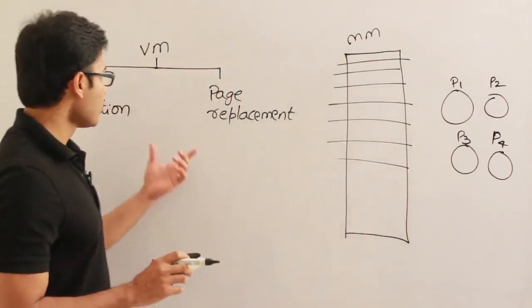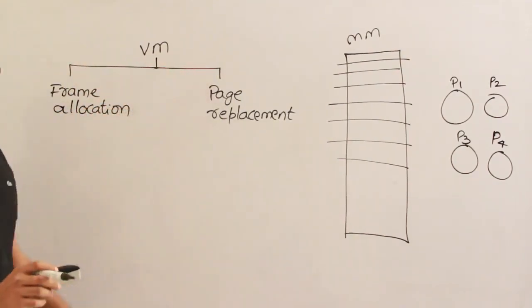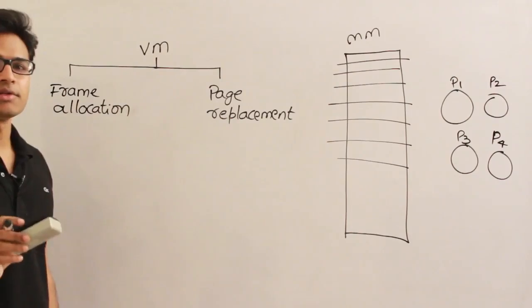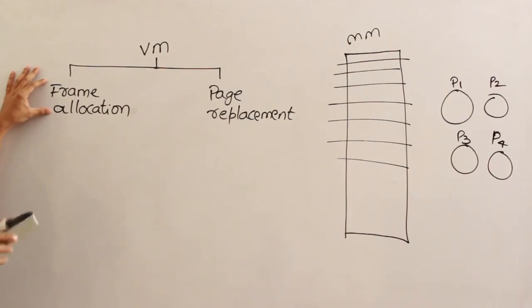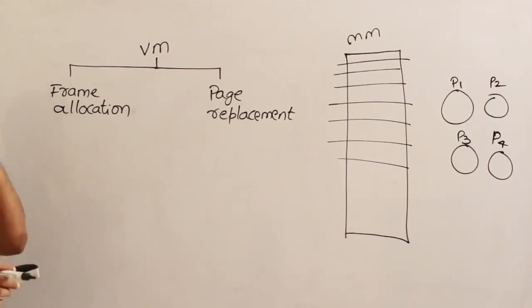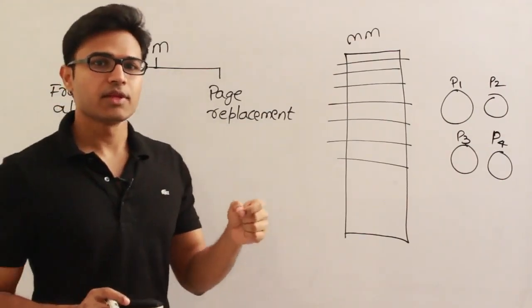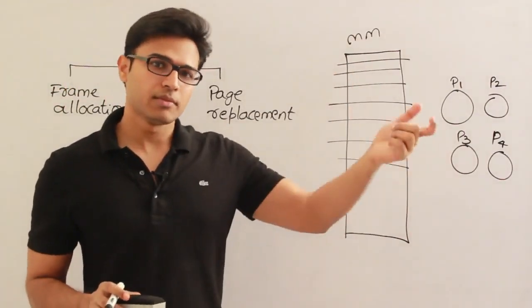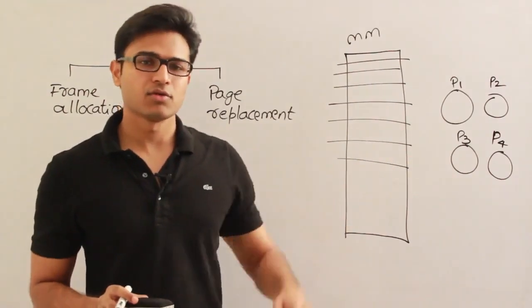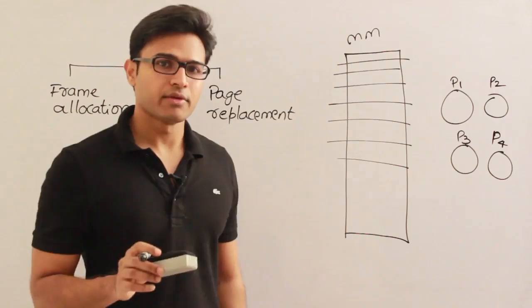Both these algorithms, frame allocation and page replacement, are going to have significant impact on system performance. The reason is, if you allocate very few frames for a process which requires lots of frames, there will be something called thrashing. Thrashing means that for every instruction there will be a page fault. The page will not be present in the main memory, so you have to go to the secondary memory and get it.